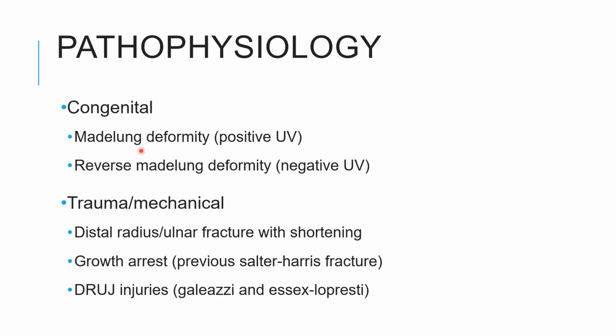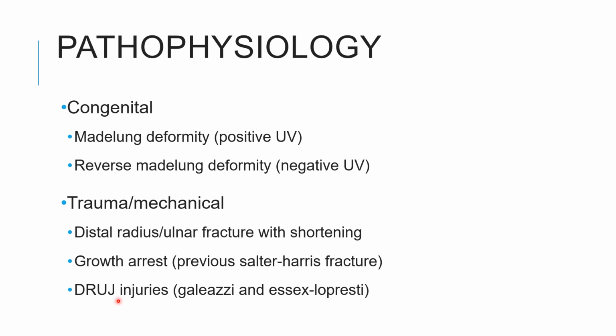Congenital causes like Madelung deformity will cause positive ulnar variance, and reverse Madelung deformity can cause negative ulnar variance. Trauma like distal radius or ulnar fractures can cause shortening and angulation, which will result in ulnar variance. And growth arrest, like Salter-Harris class fractures in the pediatric population, can cause growth arrest of the radius or ulna, which can cause ulnar variance.